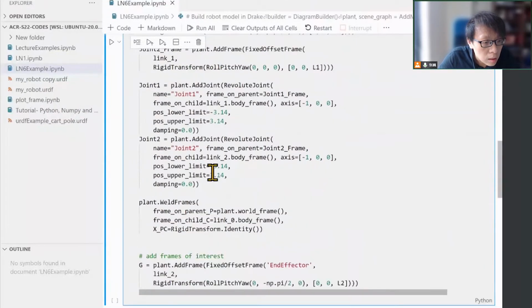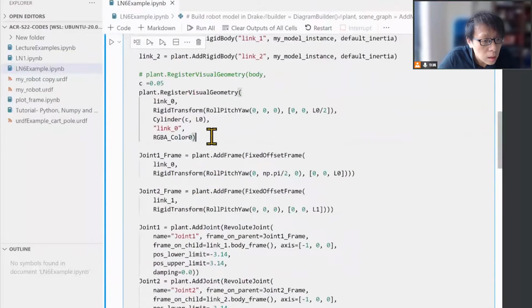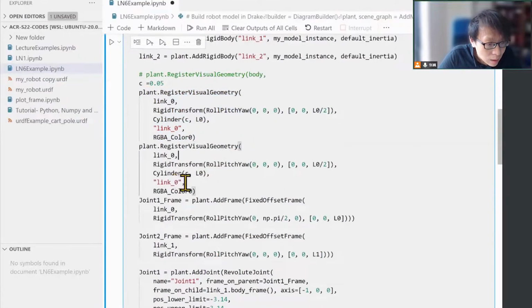And then, hold on. So now I think that's only one. Where are the others? We need to write down the other two. The other two are not cylinders anymore. I think it's a box. Let me see. This is the box. A box has 3 dimensions.